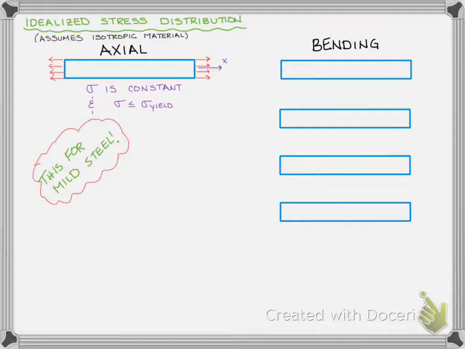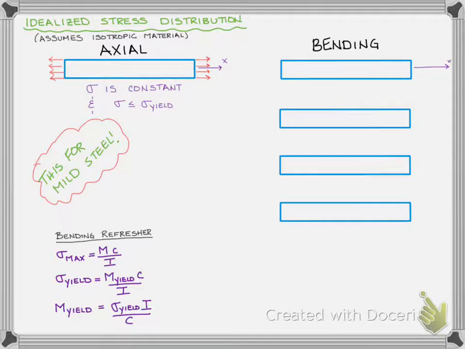Now to look at bending, we want to give ourselves a little refresher. So for our bending refresher, we want to remind ourselves that sigma max is always just the applied moment times C over I. So our MC over I. So sigma yield, we could say, occurs at the moment that causes yield times C over I, or more importantly, we could define the moment that would cause us to be at yield is our yield stress times I over C. Because that moment that causes yield is important to us because we want to know when are we going to get into the plastic range.